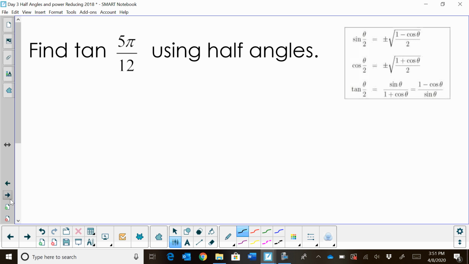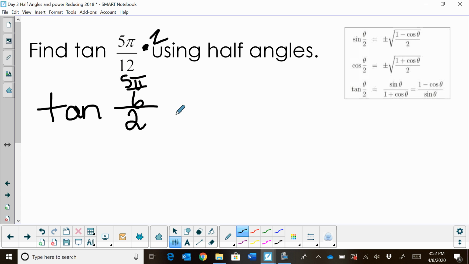Okay? So we're going to take the tangent of 5 pi twelfths. Well, 5 pi twelfths is not on the unit circle. So let's take that and multiply it by 2 to find the angle we want to use the half angle formula with. So if you multiply that by 2, you are going to get 5 pi 6. So I'm going to rewrite 5 pi twelfths as 5 pi 6 all over 2.